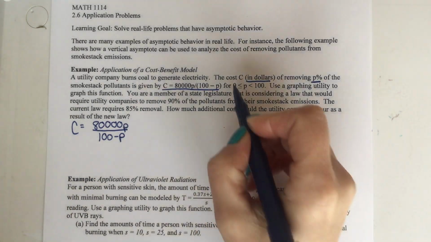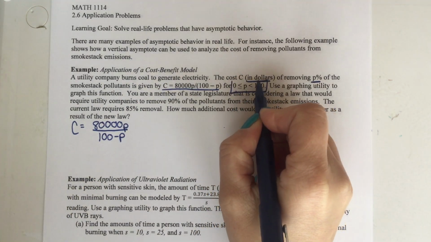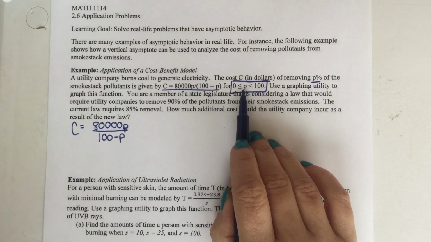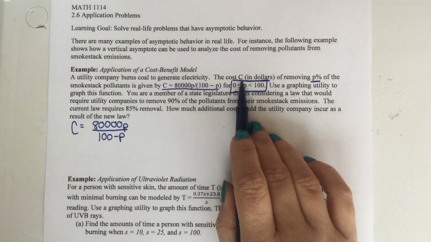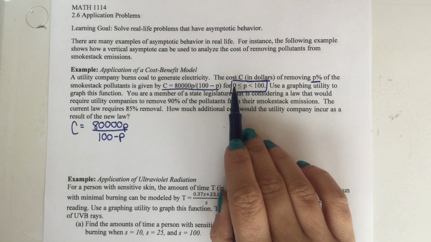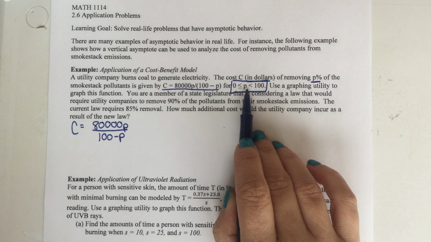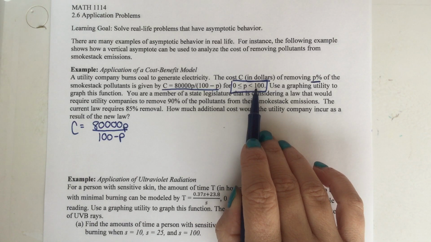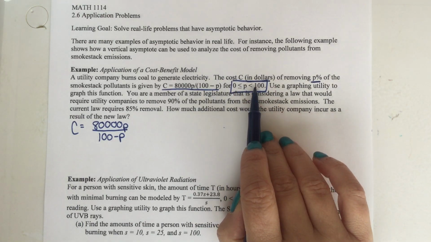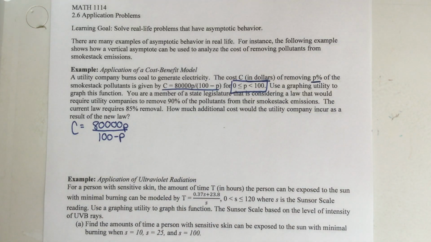minus P. Now notice they give us a domain. P is the percentage. So they're telling us that it's possible to remove 0% of the pollution. It means that you're burning the coal and you're not doing anything about the pollution. Up to, but not including 100%. This is because it's virtually impossible to remove 100% of pollution. So we can remove 0 up to 100%. Use a graphing utility to graph this function.